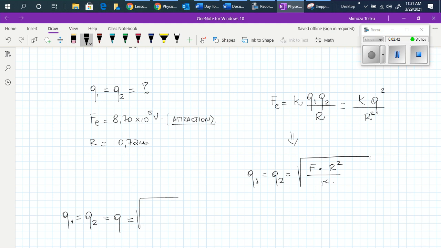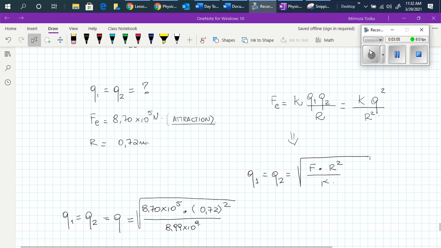It will be in our case 8.70 times 10 to the power of 5 times 0.72 squared over 8.99 times 10 to the power of 9. Entering this in your calculator, you will find that the charges are equal to 5.02 times 10 to the power of negative 5 coulombs.